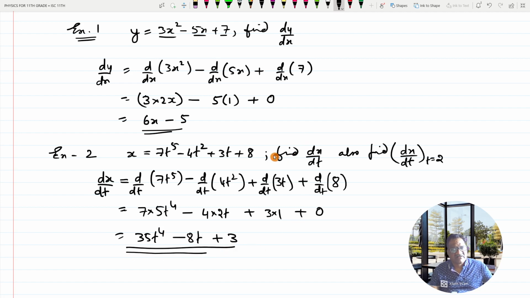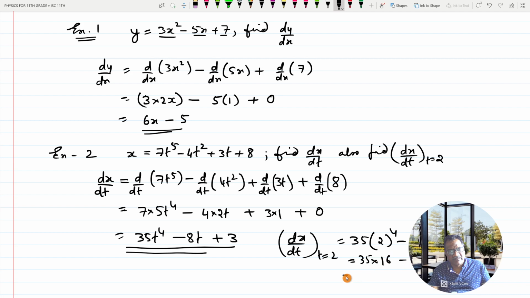So I have found what dx by dt is. Now they have asked you to find dx by dt at t equal to 2. For this, in the formula for dx by dt, 35t raised to 4 minus 8t plus 3, for t you have to plug in the value 2. So it becomes 35 into 2 raised to 4 minus 8 into 2 plus 3. This works out to 16 into 35 minus 16 plus 3, and if you work this out, I think you should get 547.